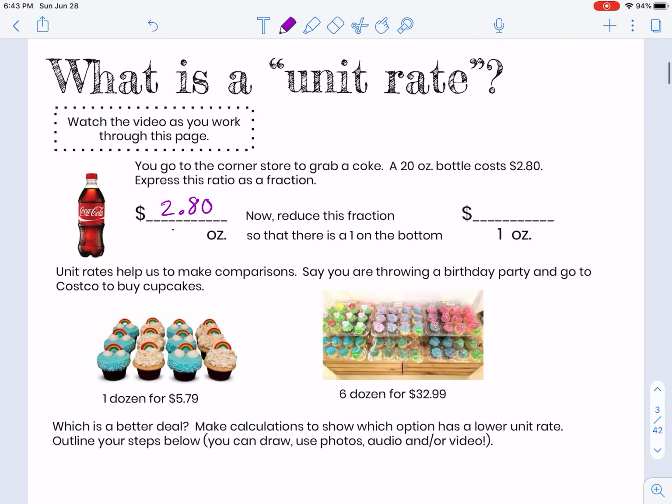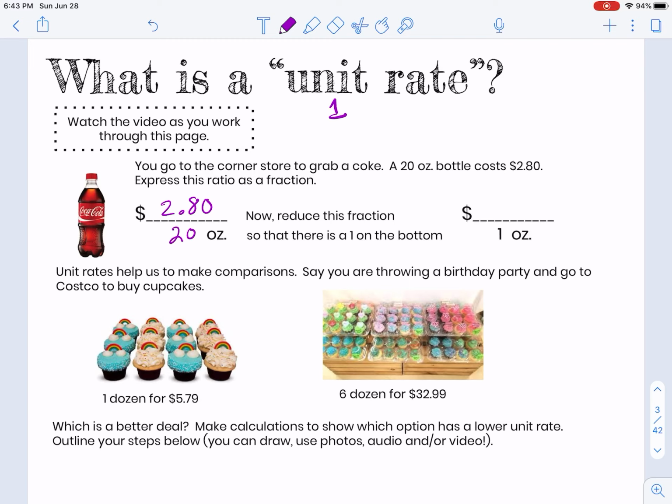$2.80 for 20 ounces. Okay, so that's one way we can say it, but that doesn't make it a unit rate. That just makes it like a ratio or a fraction. If we want something to be a unit rate, unit implies one. Okay, and we want that to be now, how much does it cost per 1 ounce? Or sometimes we just say per ounce. We kind of leave off the 1.